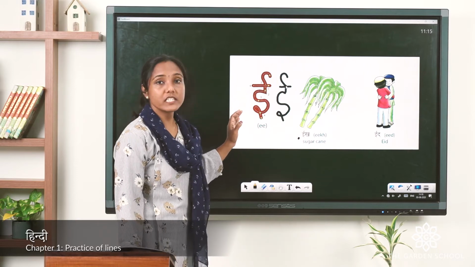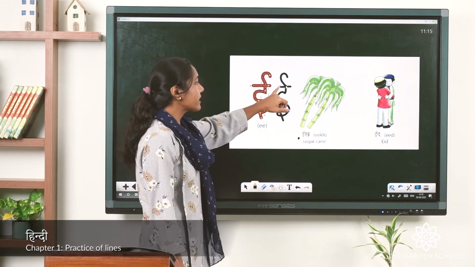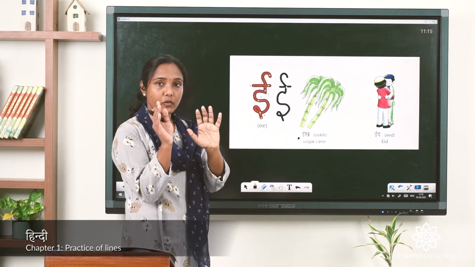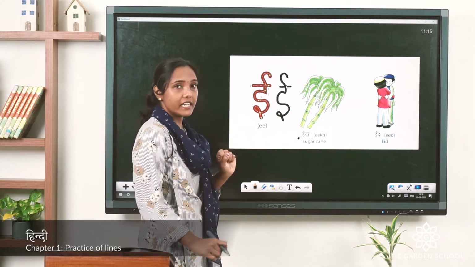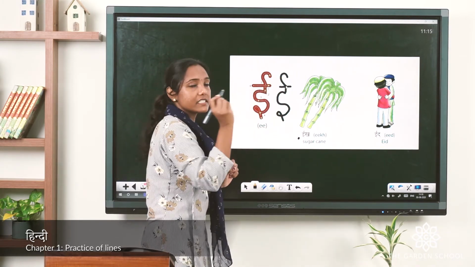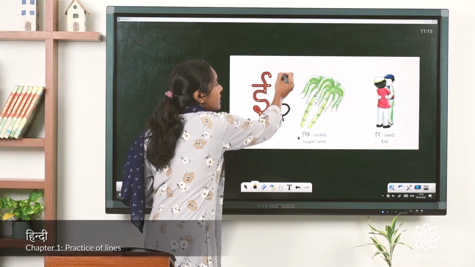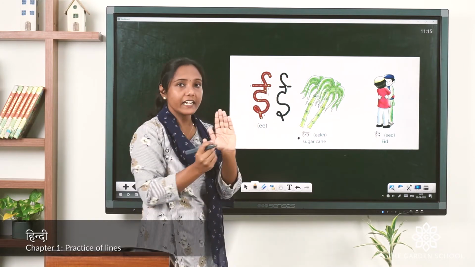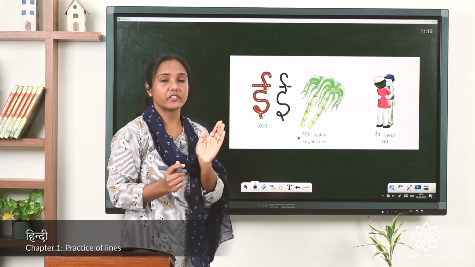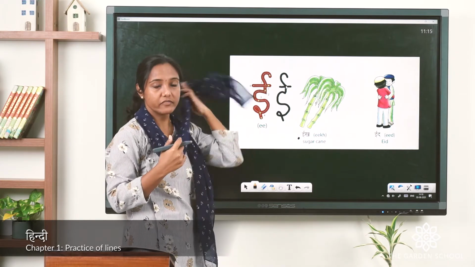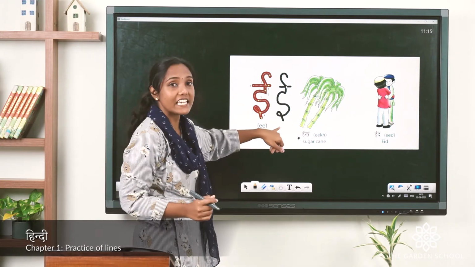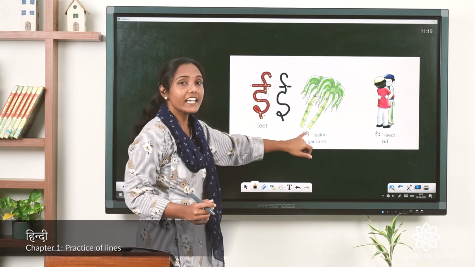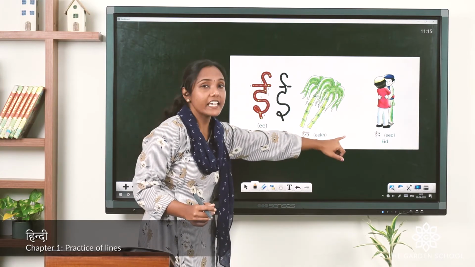Next, we learned E. Okay, how do we pronounce it? E. So how do you write it? Again, the same way you write E, the same way you have to write E. And only one difference is that you have to draw a curve like this in a slanting way towards your left. That curve should be towards your left in a slanting way. So that's E. E se eek, E se eid.